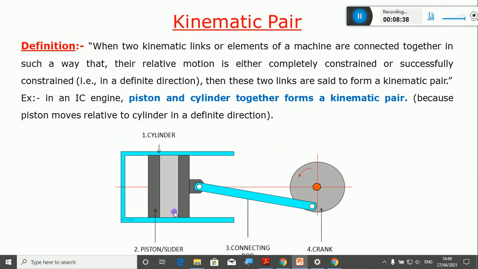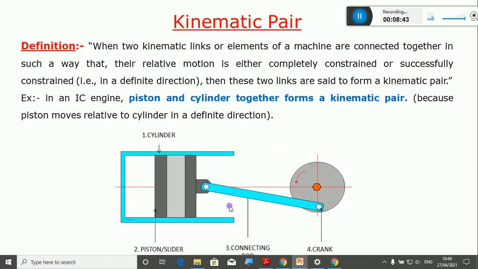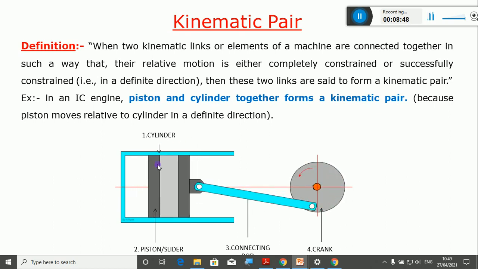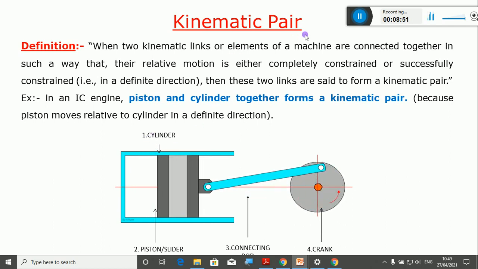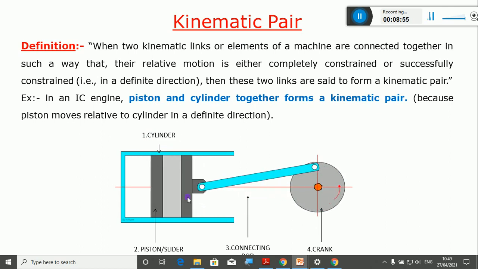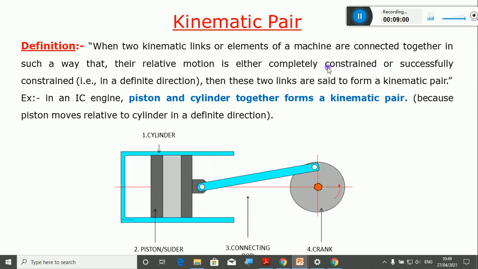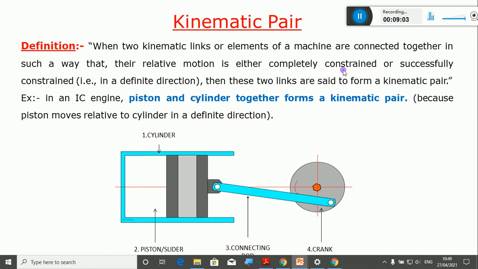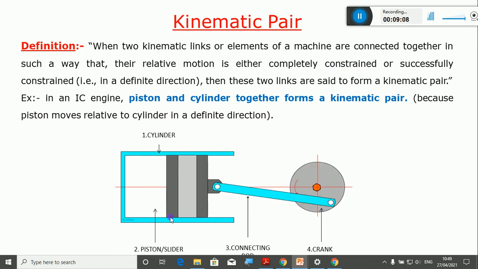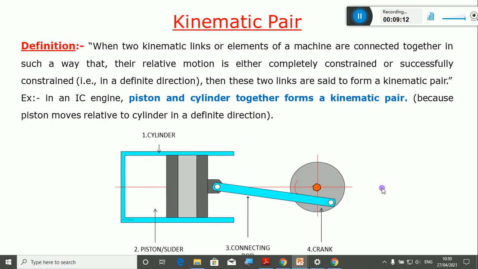In this case you can see the piston is restricted to move either only towards left or towards right. The piston cannot rotate, remember. It means whenever you want to call a kinematic pair, there should be a combination of two links in such a way that they have a restricted motion or constrained motion. This word is important. Please take down: constrained means restricted or moving in a definite path, correct? So this is the definition of kinematic pair.